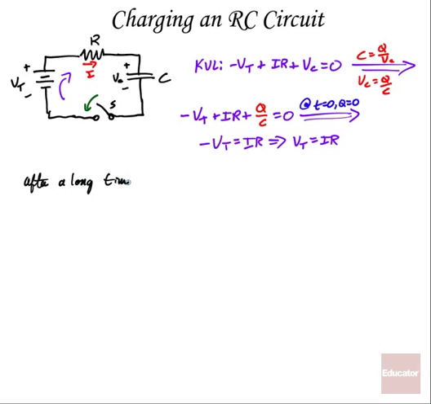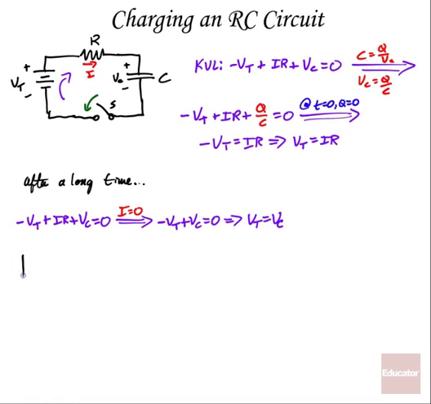After a long time, however, the capacitor is going to act like an open. In that case, as we do KVL around our circuit, we see minus VT plus IR plus VC equals 0. But if that's an open, then no current can flow. That means I must equal 0. Therefore, minus VT plus VC equals 0, or VT equals VC. The voltage across the capacitor is the same as what you have across your battery. There's no current flowing.